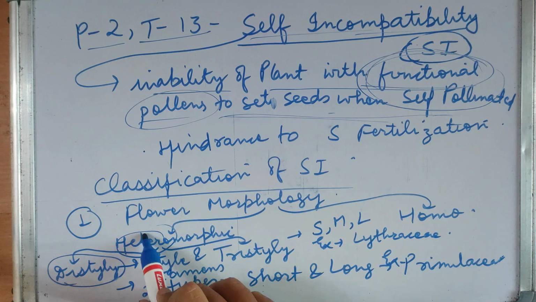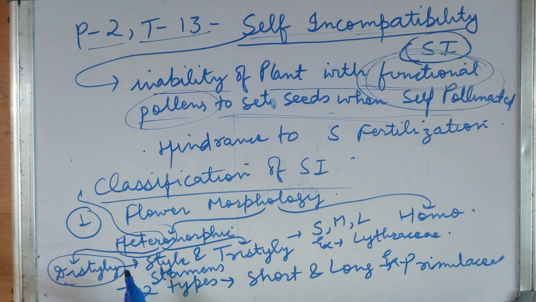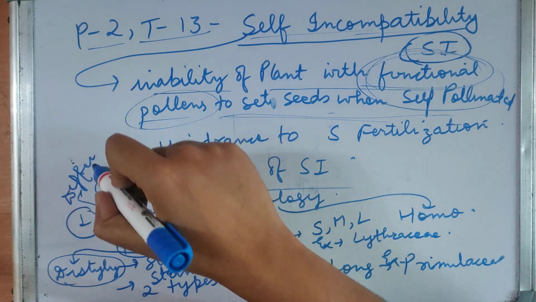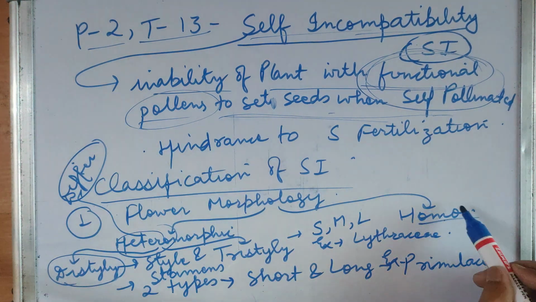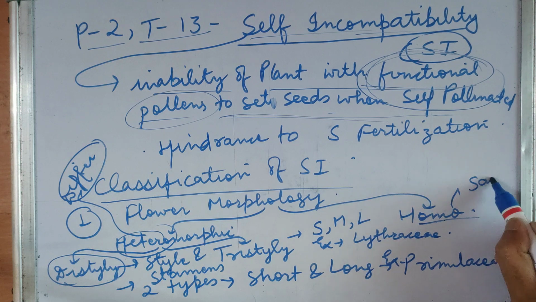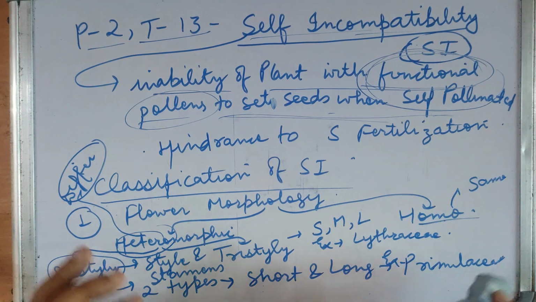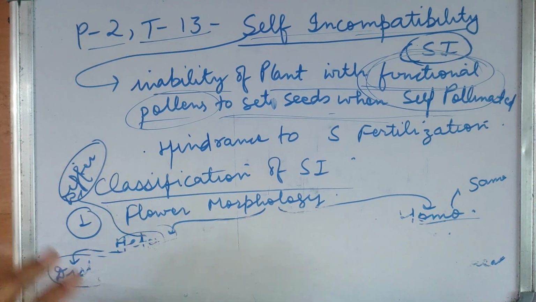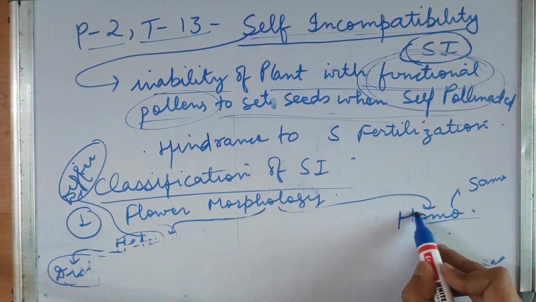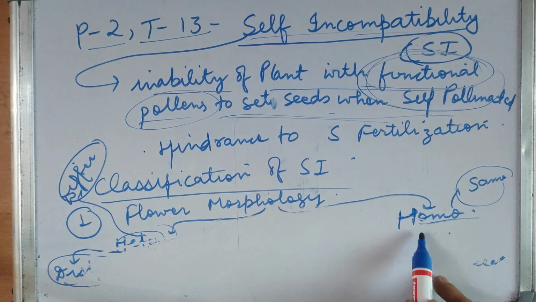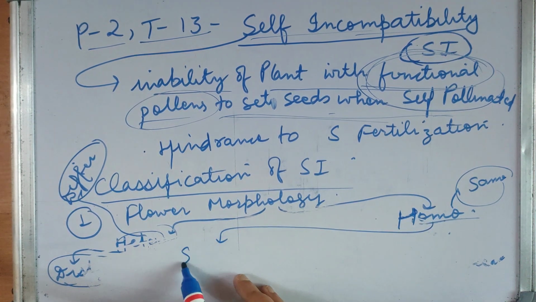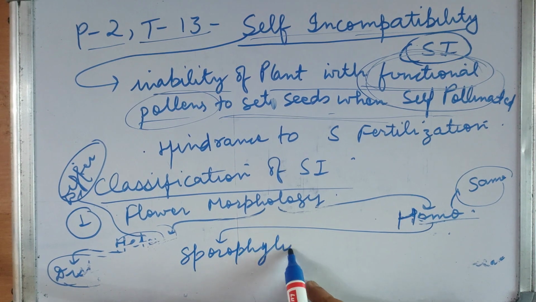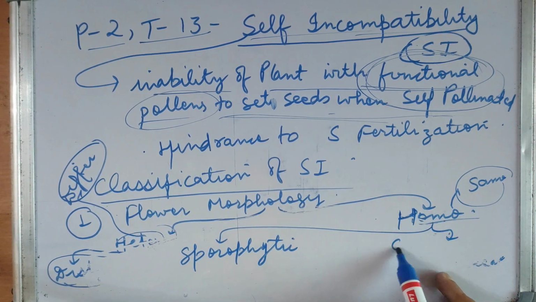Hetero means differing in morphology, that is, you can see there is a difference in the morphology of style and stamen. But in homo we have the same morphology, that is no difference in morphology. Let me rub this. In homo we have the same morphology, but it is also of two types, that is sporophytic and gametophytic.